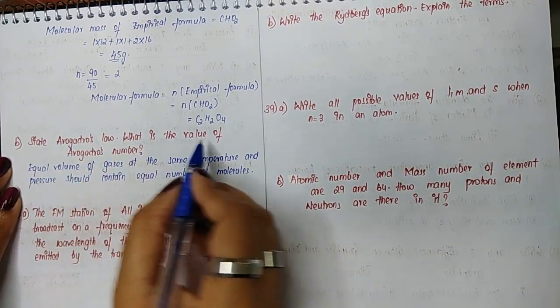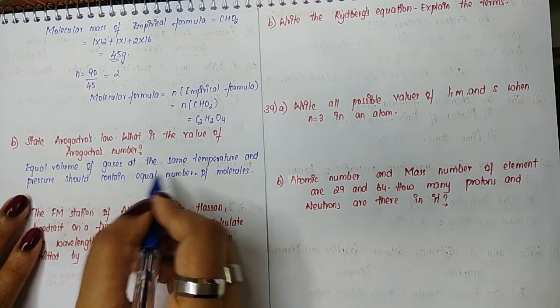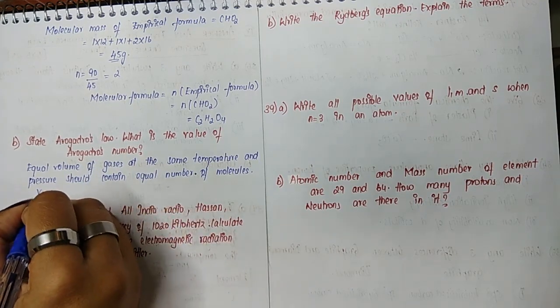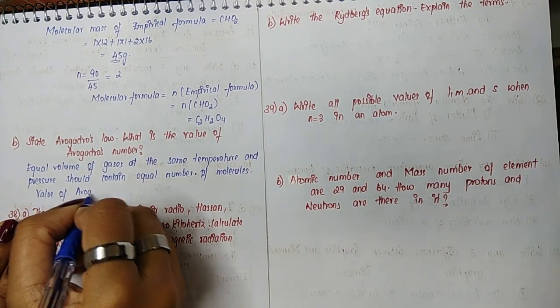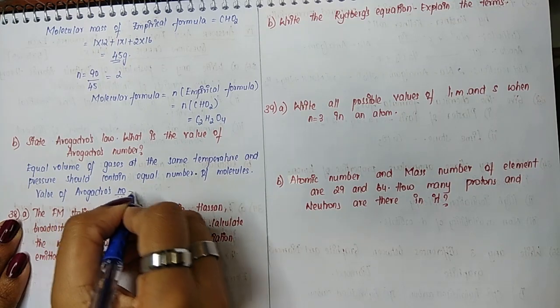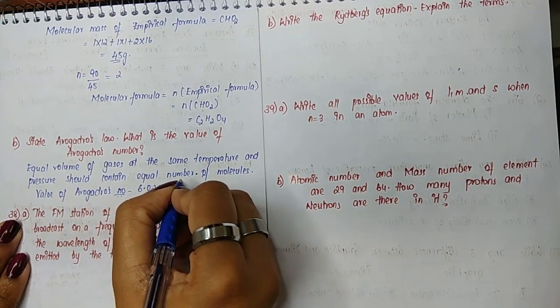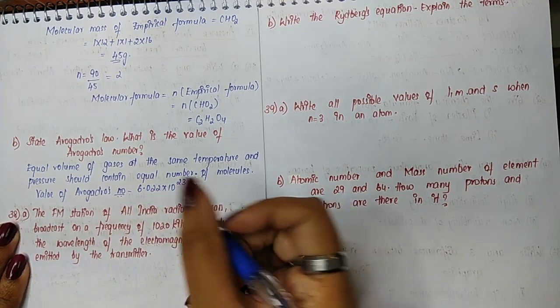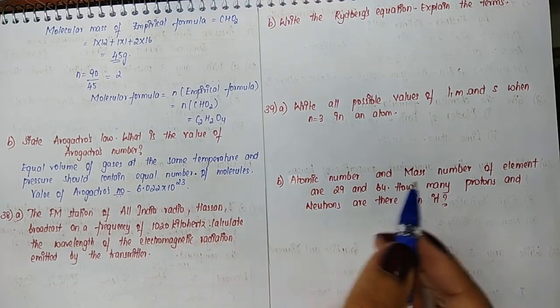State Avogadro's law. The second one is what is the value of Avogadro's number. So the value of Avogadro's number is 6.022 into 10 to the power 23. So 1 mark for the law and 1 mark for the value.